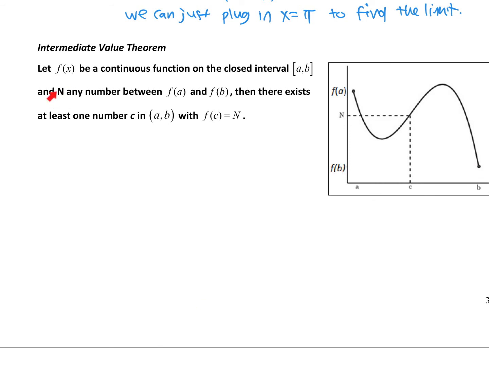And they say n is some number between f of a and f of b, so n is somewhere on this graph. It could be here somewhere, it could be here. So n can be any number on the y-axis somewhere. So okay, that's the setup.